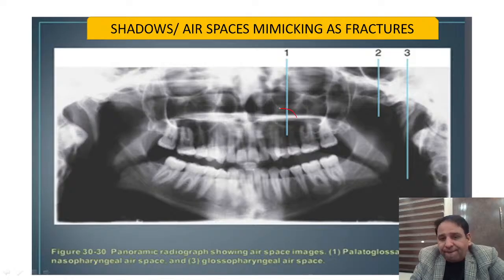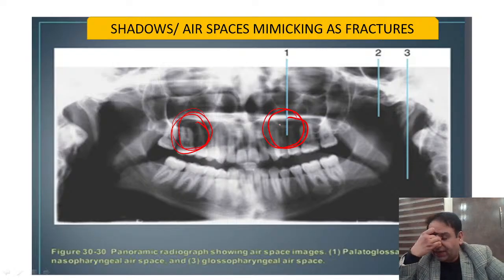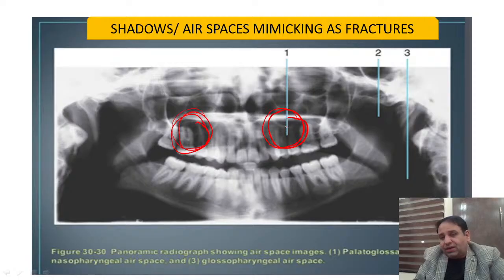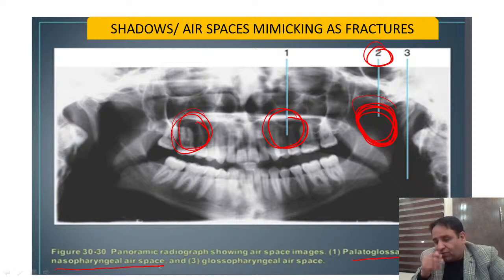What you see here is your palatoglossal air space. The radiolucency you see here sometimes mimics pathology, but this is an air space. Now I had a very good diagram, but I cannot show it here, where you see that this is palatoglossal air space. Here, where the neck of the condyle is, the radiolucency crossing the neck of the condyle is your nasopharyngeal air space. So 2 is your nasopharyngeal air space: palatoglossal air space and nasopharyngeal air space.